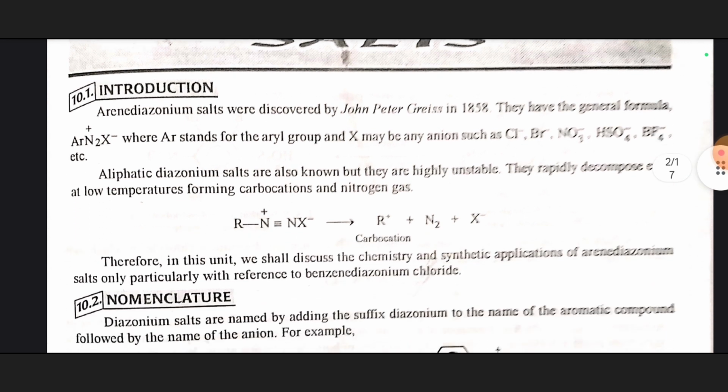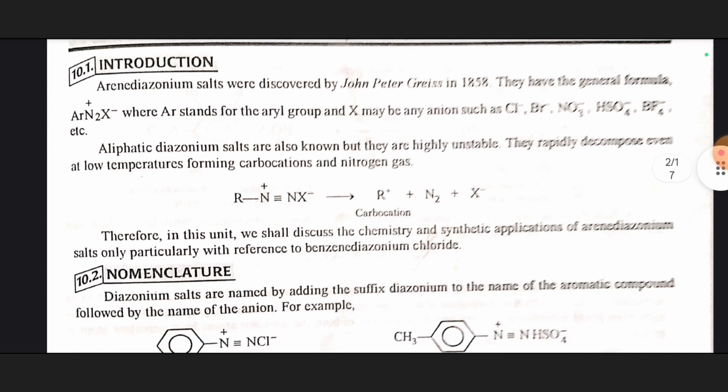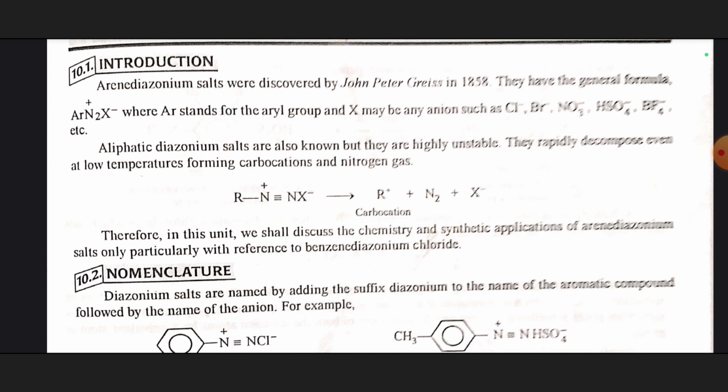10.1 Introduction. Arene diazonium salts were discovered by Peter Griess in 1858. They have the general formula ArN2+X-, where Ar stands for the aryl group and X may be any anion such as chloride, bromide, nitrate, BF4-, etc.